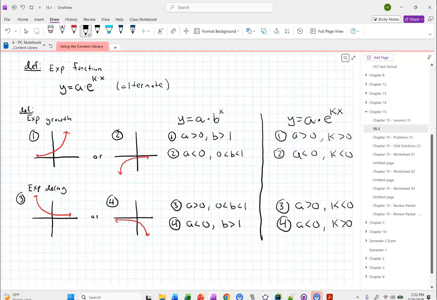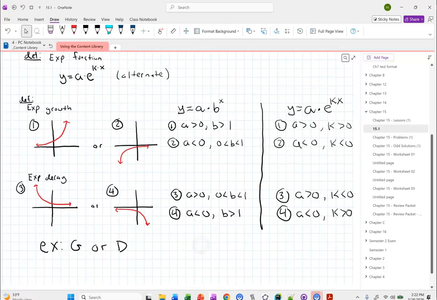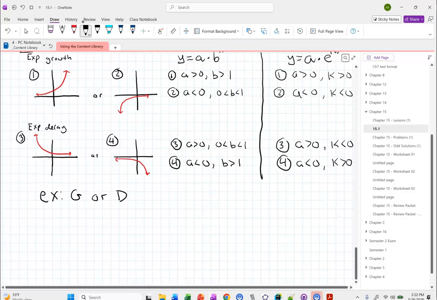Is everybody okay with what I've written down here? So if I write down an equation and ask you if it's growth or decay, you should be able to tell me using this criteria. Let's do a couple of examples.